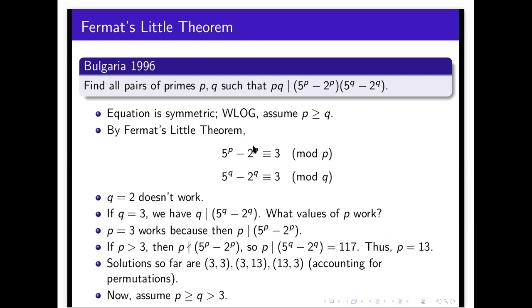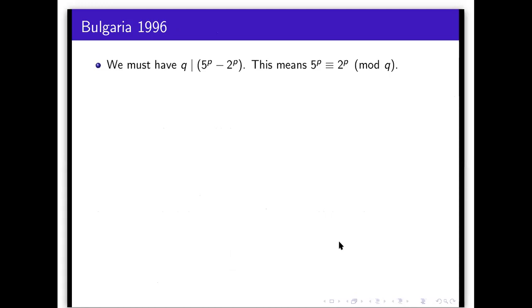So if we just look at what we wrote here, that 5 to the p minus 2 to the p is 3 mod p, and 5 to the q minus 2 to the q is 3 mod q. And if both p and q are greater than 3, that means that p cannot divide 5 to the p minus 2 to the p, and q cannot divide 5 to the q minus 2 to the q. So that means that q has to divide 5 to the p minus 2 to the p, and similarly p has to divide 5 to the q minus 2 to the q.